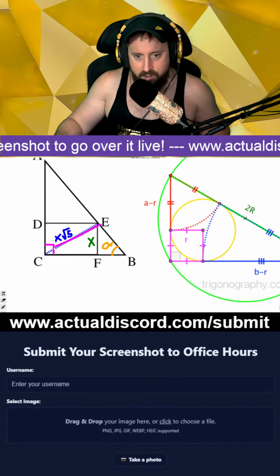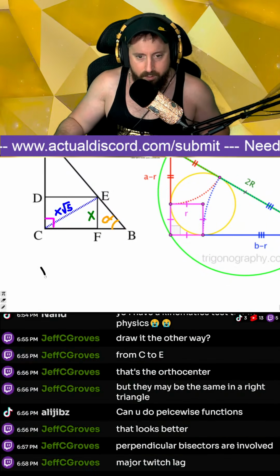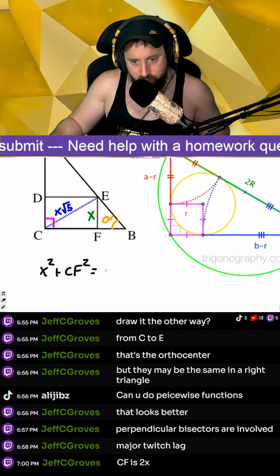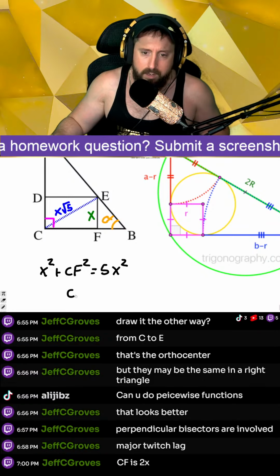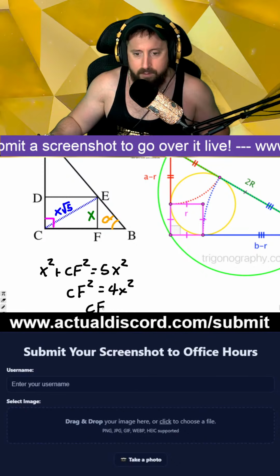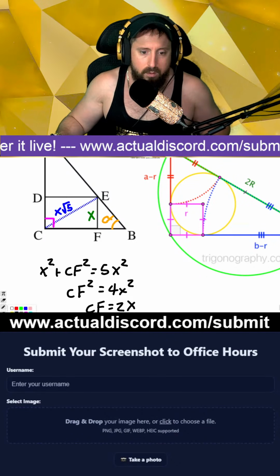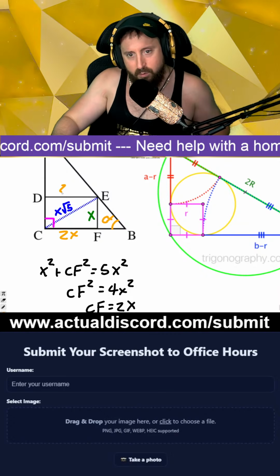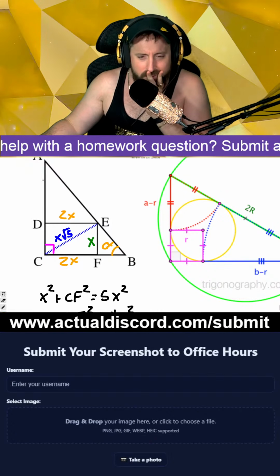Okay, this is something with Pythagorean, right? So I know that x squared plus CF squared is equal to 5x squared. So CF squared is equal to 4x squared, so CF is equal to 2x. Love that. Okay, cool. That's useful. So this is 2x, so that means this is 2x. Okay. Getting closer.